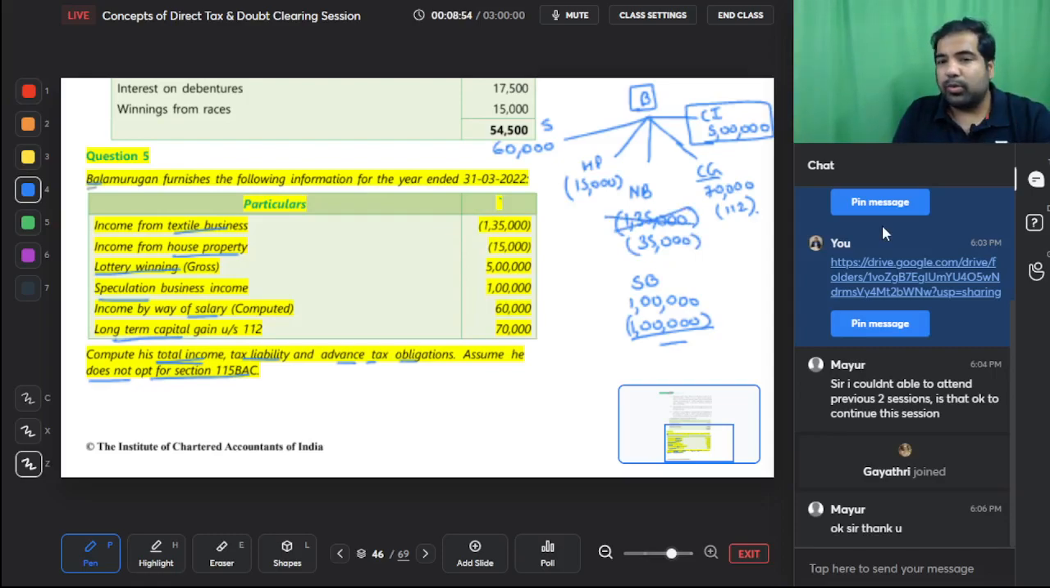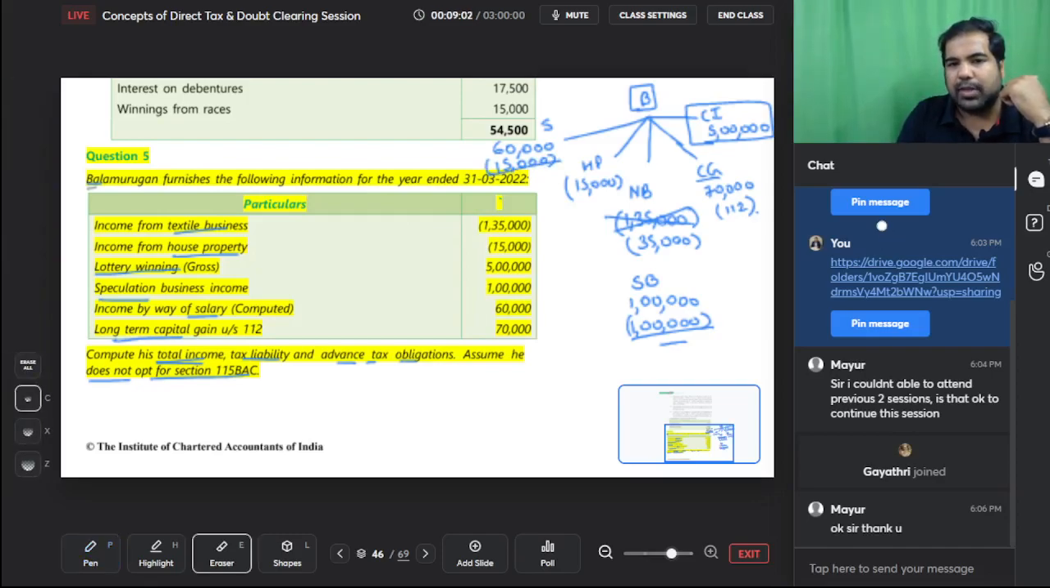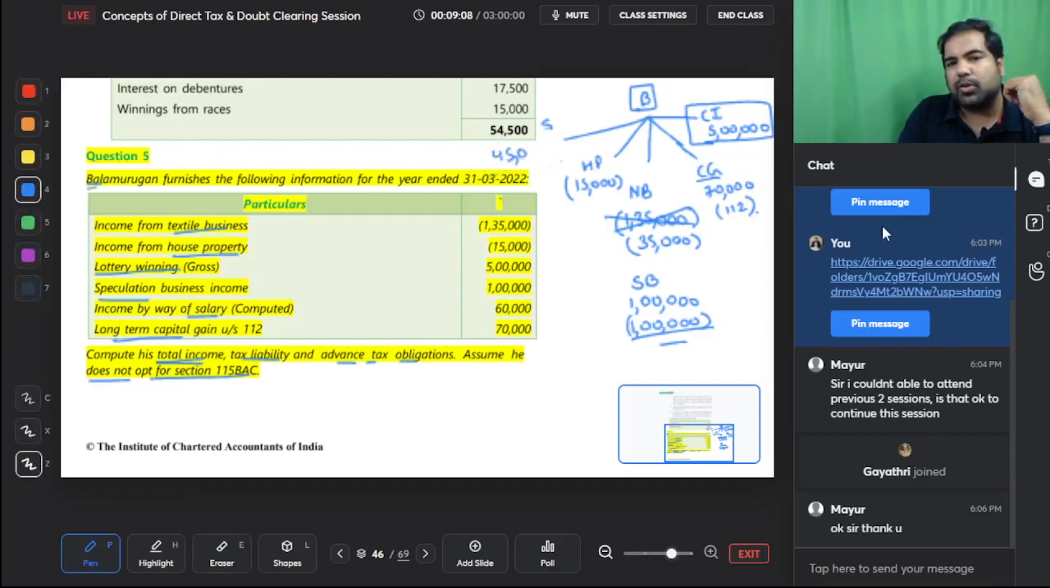Can house property go to any head? Yes, except casual income, go to any head. So I'm going here only, 15,000 I'm minusing here. So that gives you 45,000 of salaries. So salary becomes 45,000 because 15,000 is gone, and here this gets over. So house property is over.